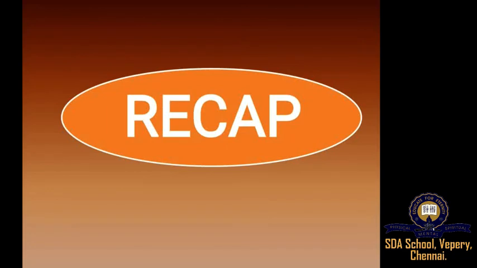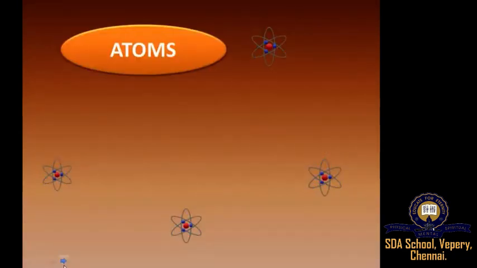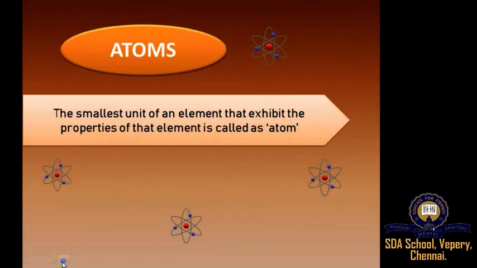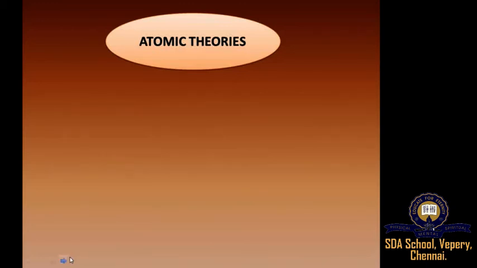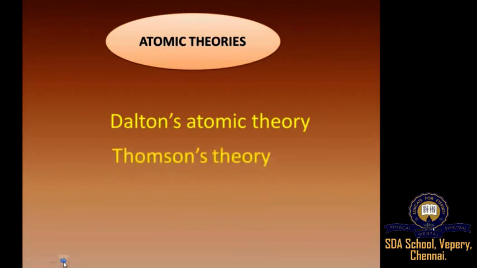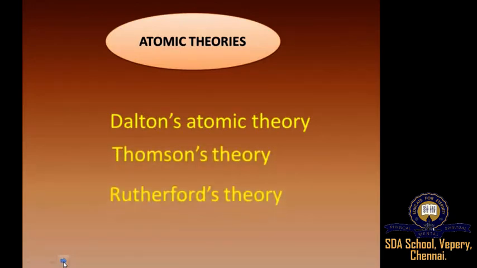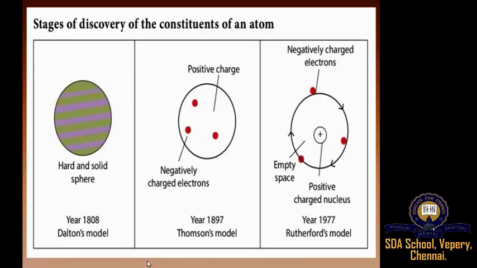Now we will do a small recap. We learnt about the definition of atom, right? The smallest unit of an element that exhibits the properties of that element is called an atom. Next, we learnt three atomic theories: Dalton's atomic theory, Thomson's theory, and Rutherford's theory. John Dalton proposed an atomic theory in the year 1808, right? It is called Dalton's model.